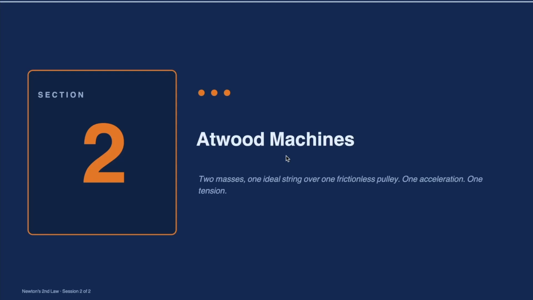Welcome back to AUTS. In this video, we'll be going over Atwood machines and what they really are, how they work, how the acceleration within them works, how it connects to Newton's second law, as well as how to solve problems regarding Atwood machines.